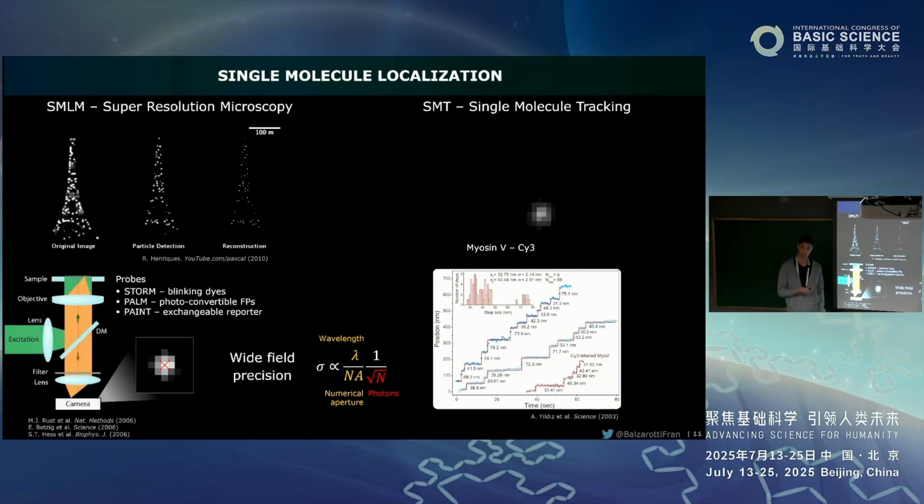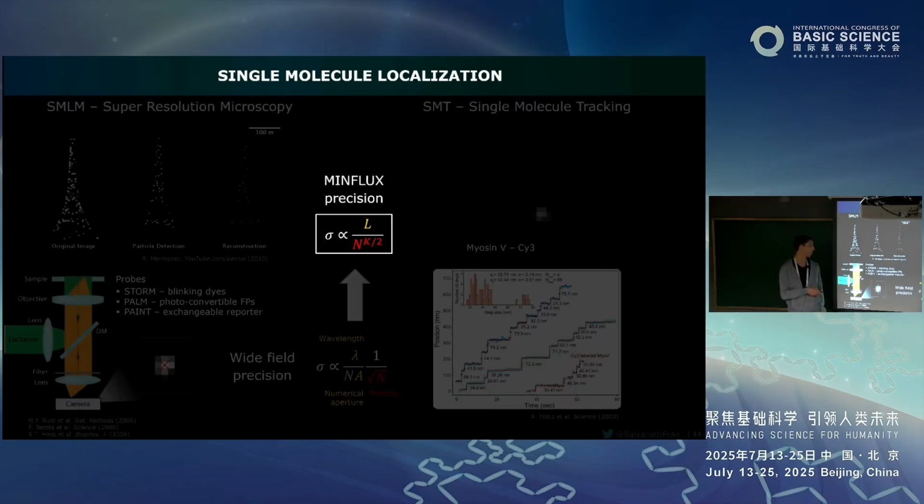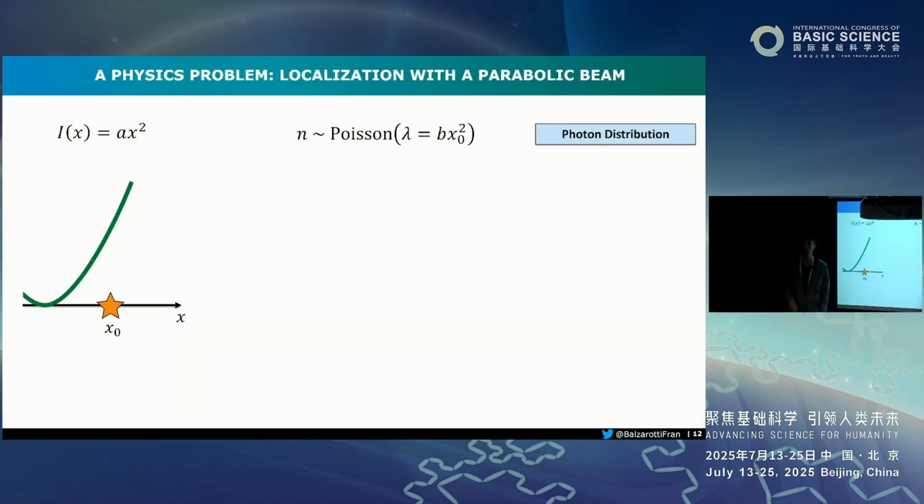MINFLUX, the way to localize is a bit different and modifies this dependence. Instead of having the wavelength of light, you have an arbitrary parameter, which is geometric, and you can modify. And you can even play some tricks to have an arbitrary exponent here on the number of photons. And I will be talking about that. And the paper that was awarded at this conference was about that.